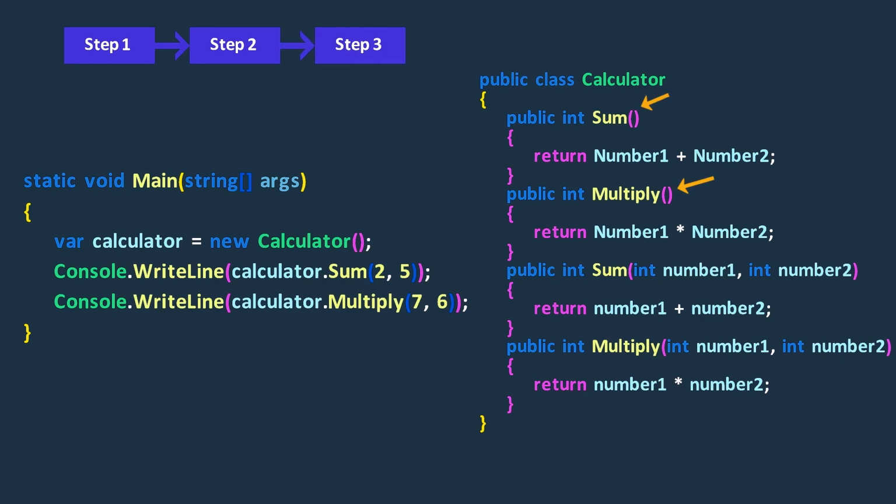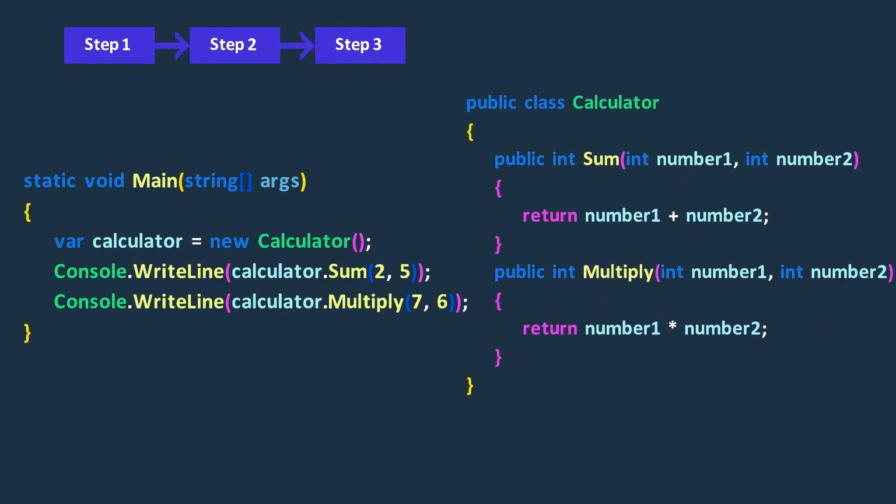Finally, we can remove the old method since we have replaced all its references with the new method. By following these steps, we can successfully apply the add parameter technique to make our methods more flexible and adaptable.